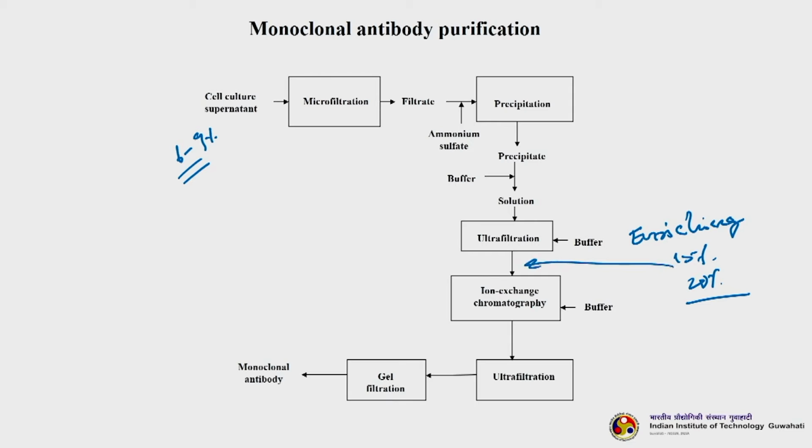Okay. Right. So, this is what we will finally do, because ion exchange is extremely selective. So, it will actually give us very high purity. We will get more than 90% pure monoclonal antibody. Then a final ultrafiltration, then we go for a gel filtration, and you get almost 99% pure monoclonal antibodies.